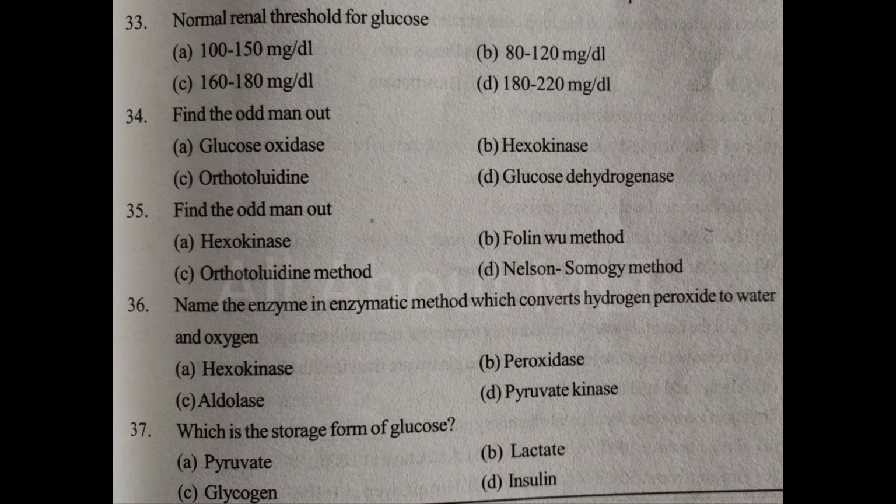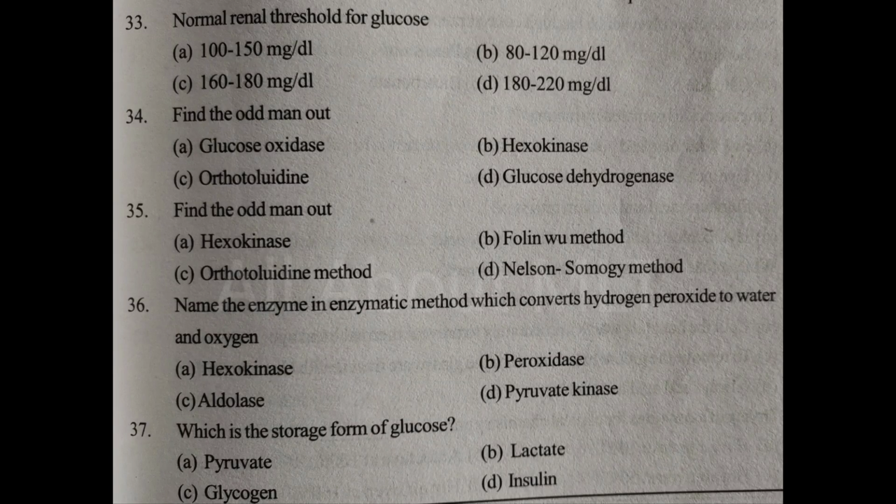Find the odd man out. Option A, hexokinase. Option B, Folin-Wu method. Option C, orthotoluidine method. Option D, Nelson-Somogyi method. Answer is option A, hexokinase.